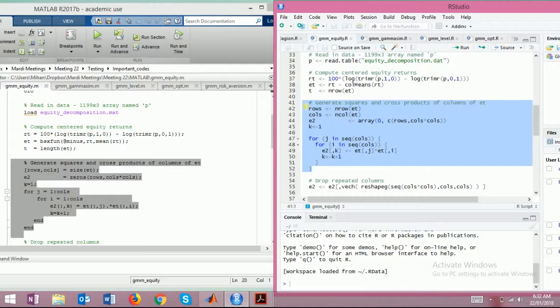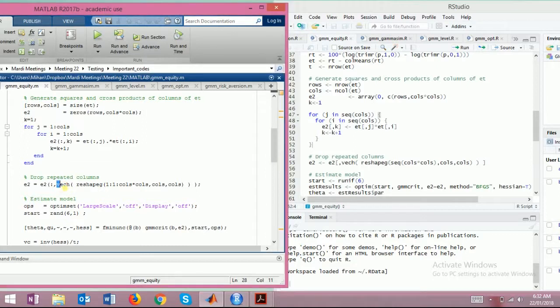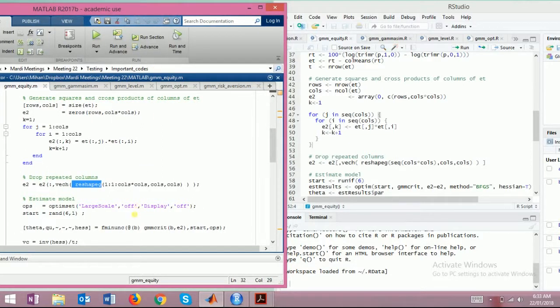I'm giving you 2 minutes to have a look into it again. I'm creating a matrix of ET by generating squares and cross products. Squares and cross products are essential in GMM because in theory also we have had a lot of struggle trying to understand the cross products in GMM. Now we're going to drop repeated columns, all rows, and then we vec, reshaping. So reshape is simply reshaping, as in Gauss.